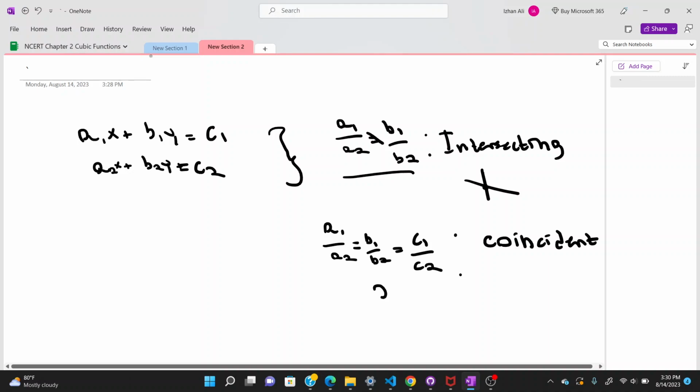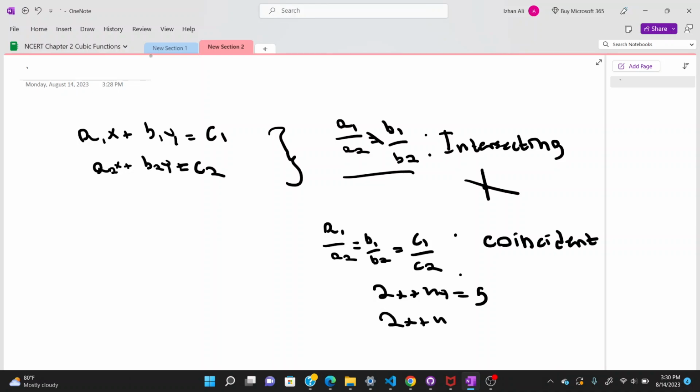So, for example, 2x plus 4y equals 5. And the other equation is also 2x plus 4y equals 5. Then these are the same line. We call them coincident. Okay.